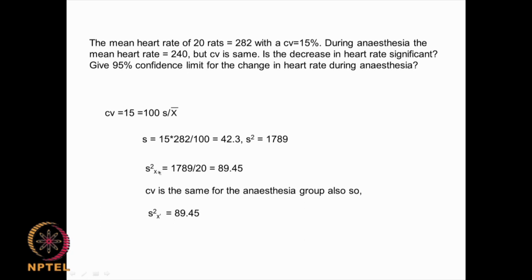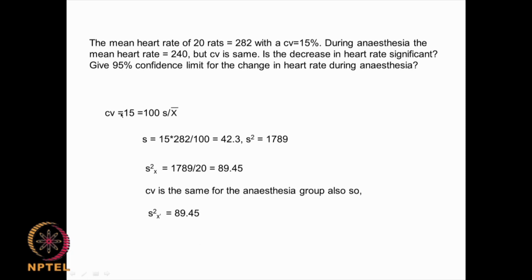Now I can calculate the standard error of the mean by dividing by 20. If you remember, what is the standard error? It is S by square root of n, or the square of the standard error of the mean will be S square divided by n. That is what I get, 89.45. Now CV is the same for the anesthesia group also, so the standard error will be the same for the anesthesia group. Do you understand this so far?